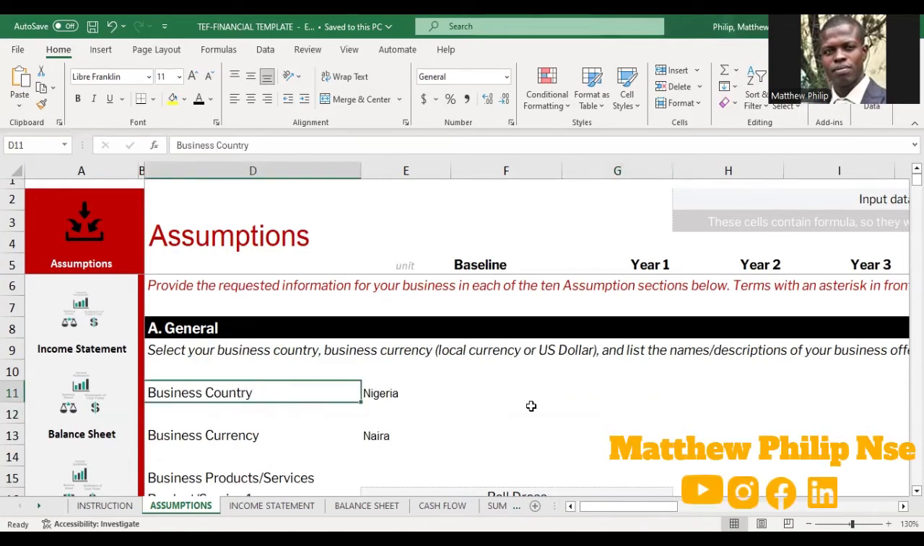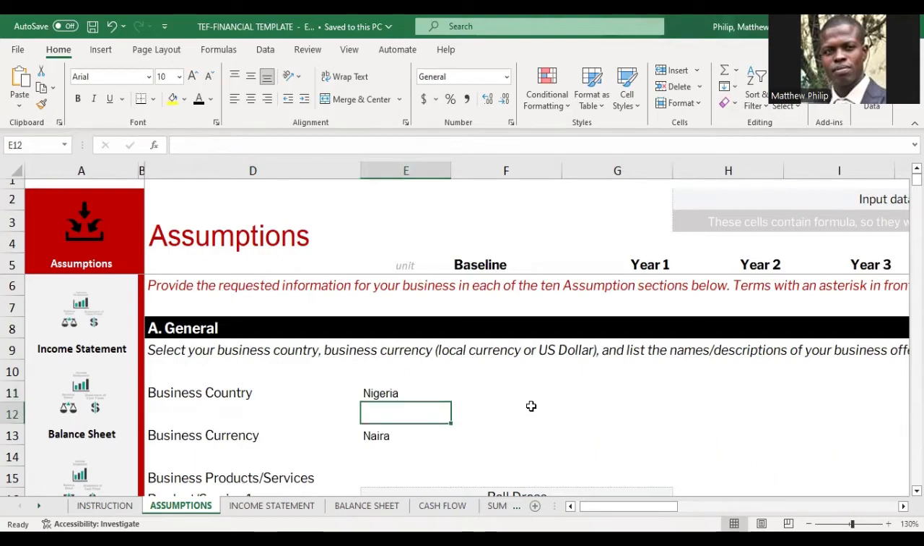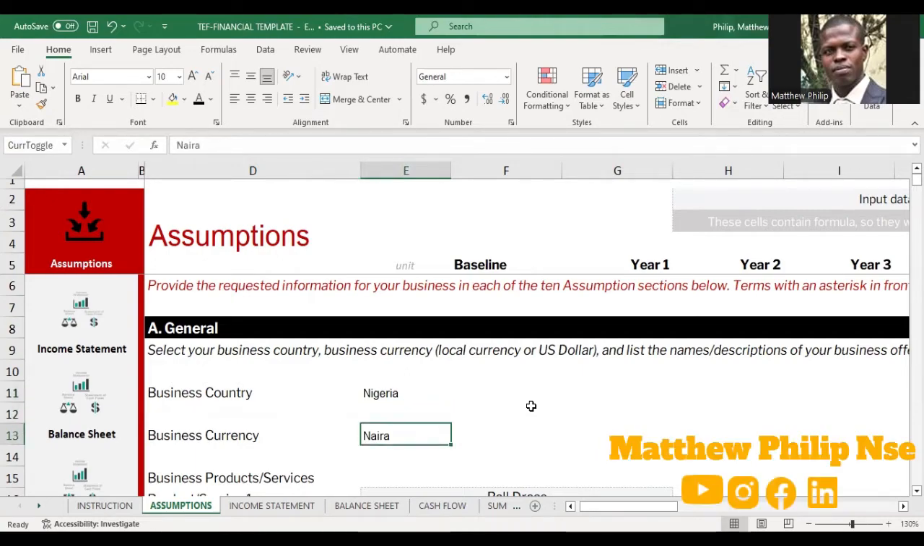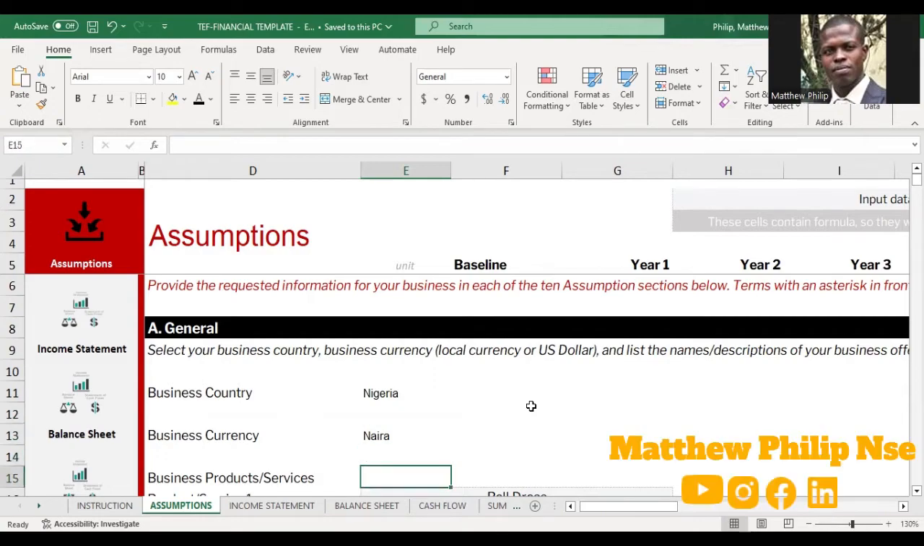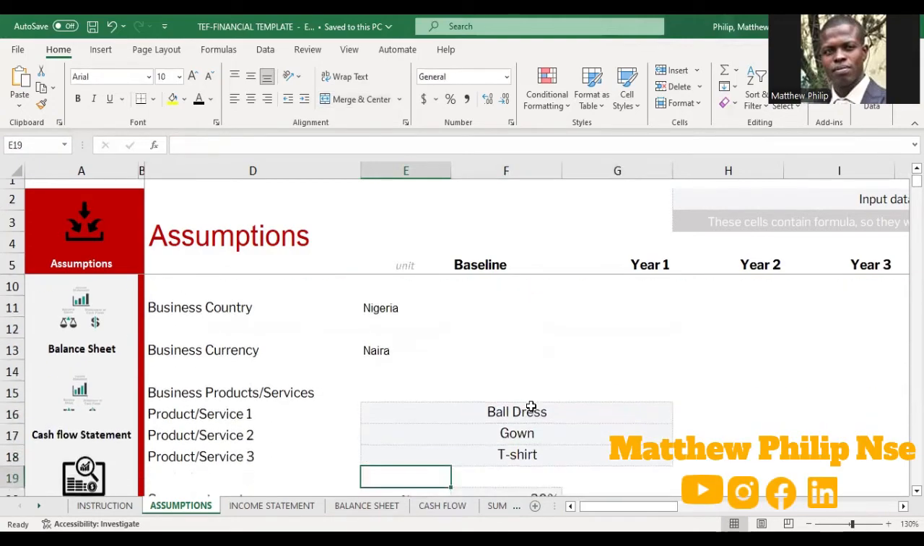All right, then you start by inputting your country. I use Nigeria here. Then for the business currency, you can use dollar or your local currency. I use the Nigerian currency here, which is Naira. After that, we will now proceed.